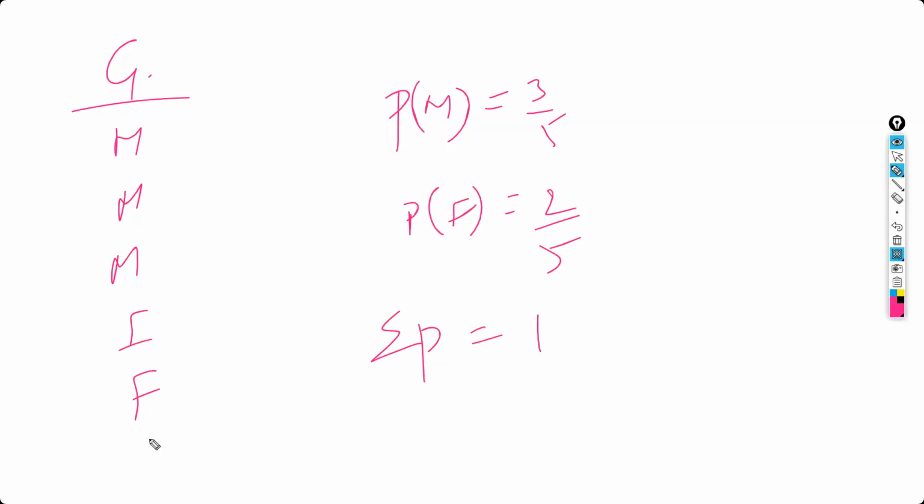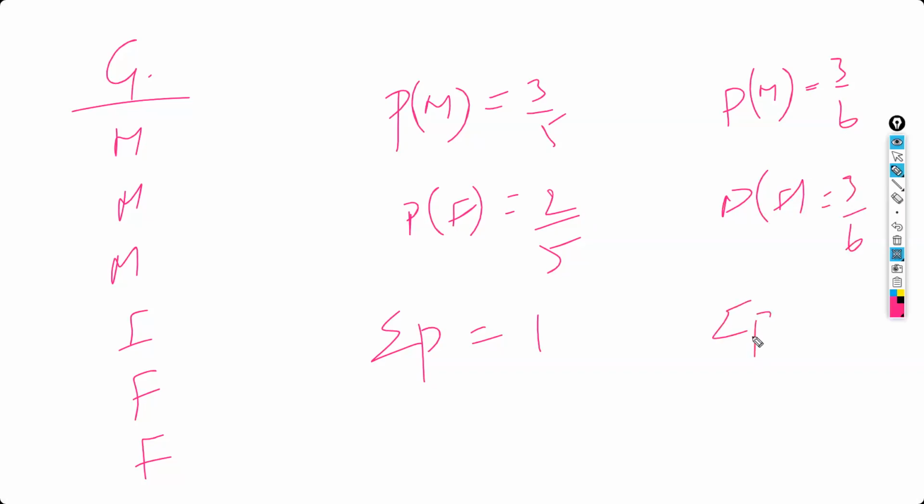Now, I am adding one more F. Now tell me, in this case, what is the probability of M? 3 by 6. What is the probability of F? 3 by 6. What is the total? 3 plus 3, 6 by 6, so the sum is 1. In the second example also, the sum of the probabilities is 1.